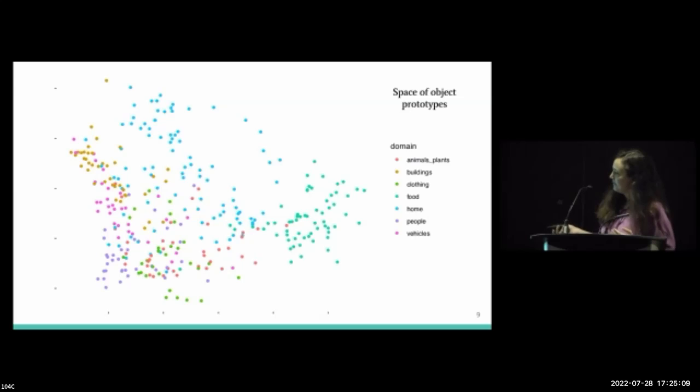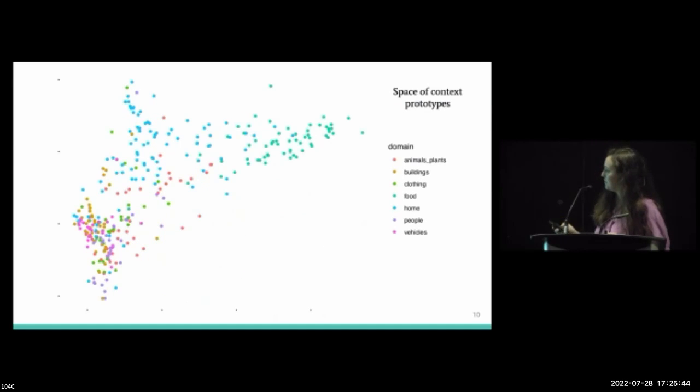What we end up having is a space of object prototypes. This is the two-dimensional reduction of our space, and we are plotting here individual prototypes. We can see that we have nice semantic properties maintained. For example, here all these dots represent prototypes from the food domain. Here we have home prototypes, and here we have a people domain. For example, this one is pizza, this is bread, this is biscuits. So we know that things that are visually very similar are clustered together in the space.